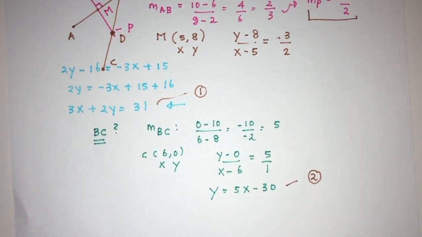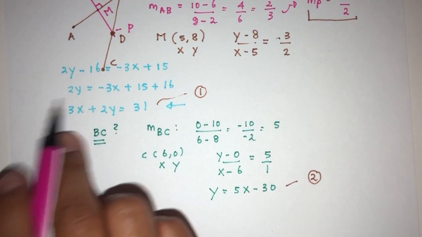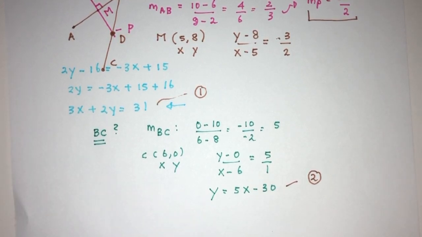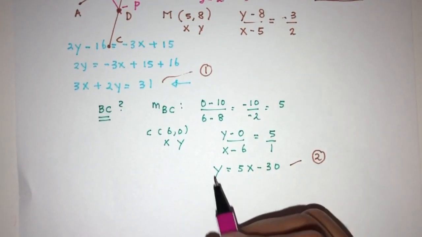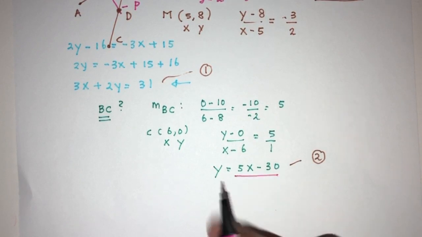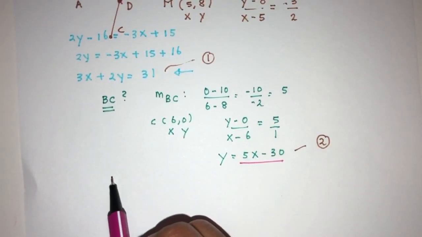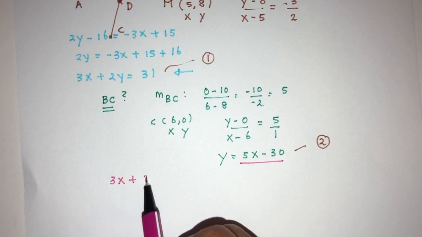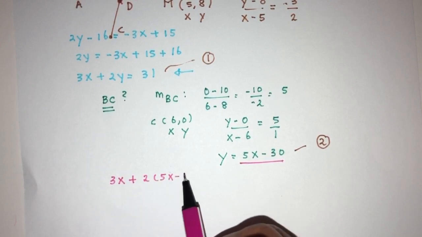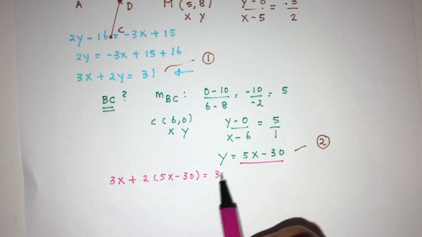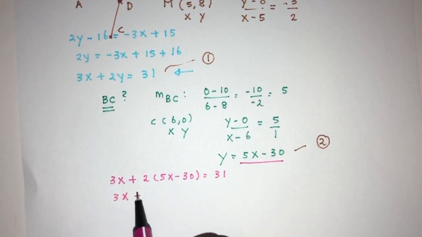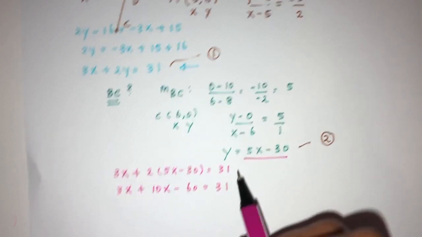Now we understand that the point D is a point of intersection of the bisector and the line BC. Now whenever we have intersection, meets, join, or cuts, we have to solve a simultaneous equation. So here we have y as subject already. We can just replace y in this equation. You will have 3x plus 2 times y, that should be 5x minus 30, equal to 31. So 3x plus 10x minus 60 has to be 31.